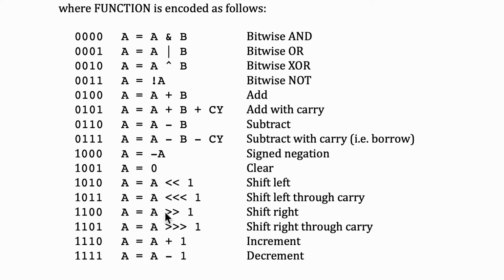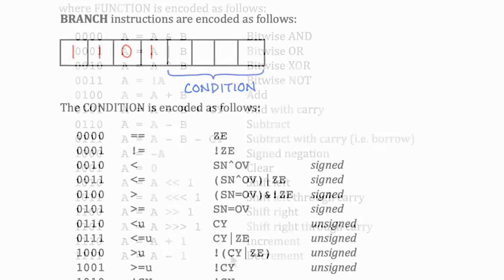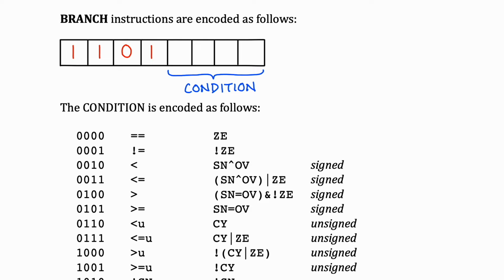With the shift right, we are shifting a 0 in on the most significant end, that is the new sign bit. With the shift right through carry, we will shift in the previous value of the carry flag on the left side. And finally, we have instructions to both increment and decrement the accumulator register. All of the ALU instructions set the condition codes, and the compare instruction also sets the condition flags as well. And after that, you might want to do a conditional branch instruction.